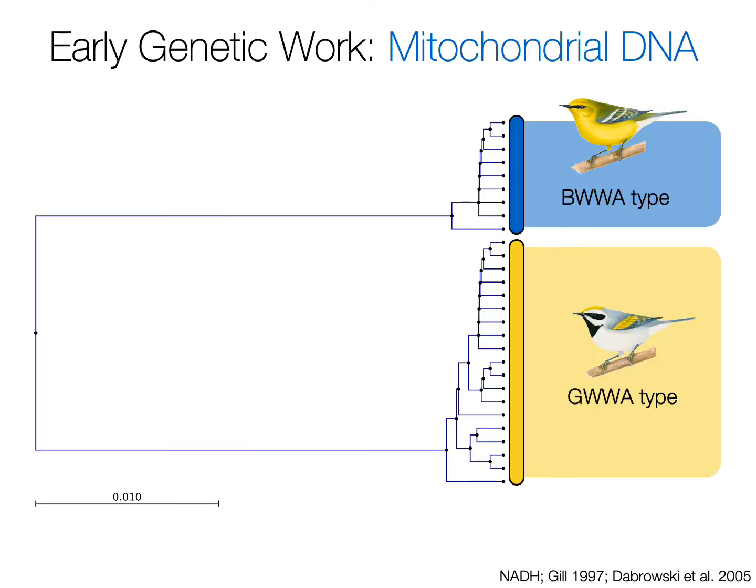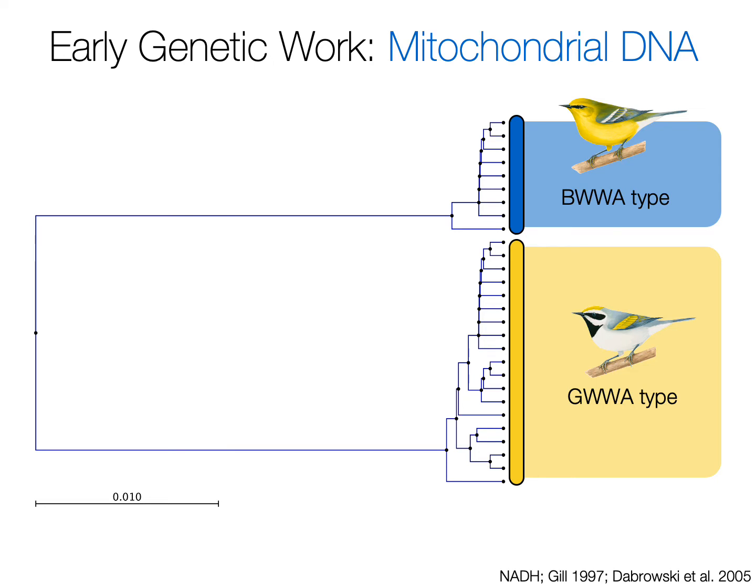Early genetic work in the system found that you could differentiate two mitochondrial types, one considered a blue-winged type and one considered a golden-winged type. But really importantly, you can find the golden-winged type in a blue-winged plumaged individual, and you can find the blue-winged mitochondrial type in a golden-winged plumaged individual. So although this level of mitochondrial divergence would suggest a million years of isolation, contemporarily, there is no strong structuring or co-occurrence between plumage and mitochondrial type.